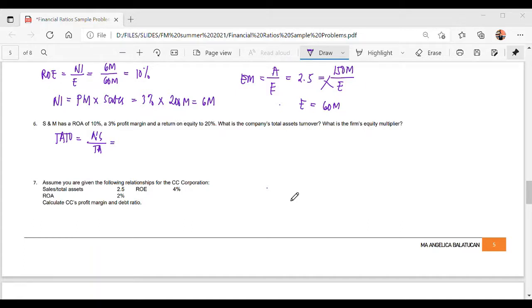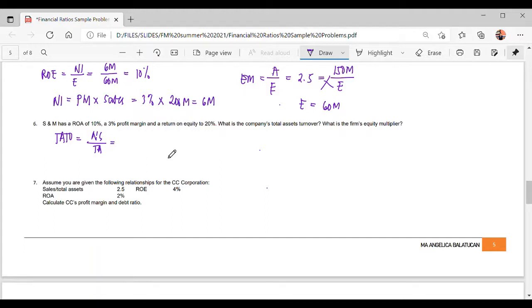Is it in percentage? Because if you're going to answer 3.33%, that's 0.033 if you're going to convert that into plain digits. Remember the turnover is how many times. So it's not in percentage form. Okay. So how will we get the total assets turnover?